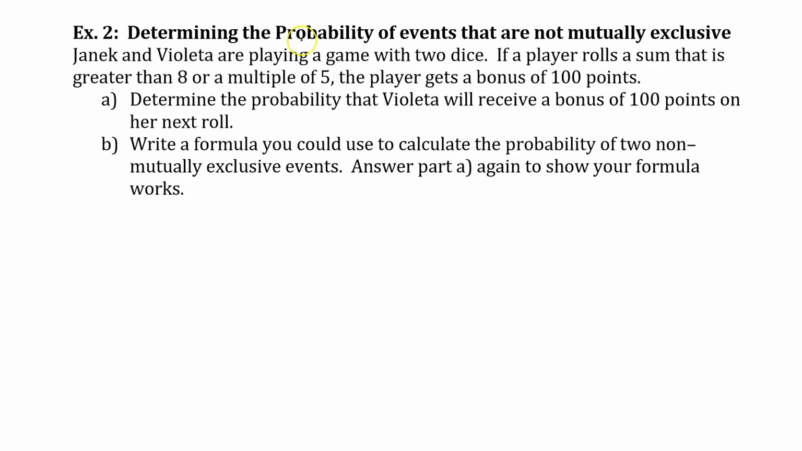Example number 2, determining the probability of events that are not mutually exclusive. So that means that there are some elements in the intersection of certain sets.